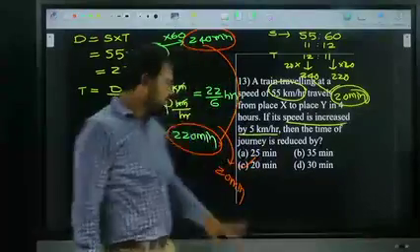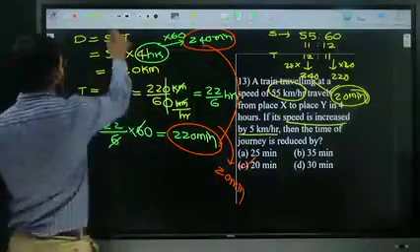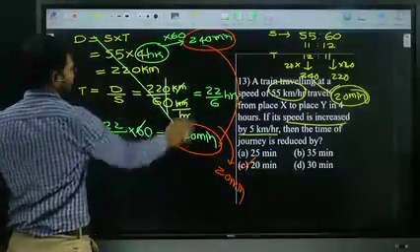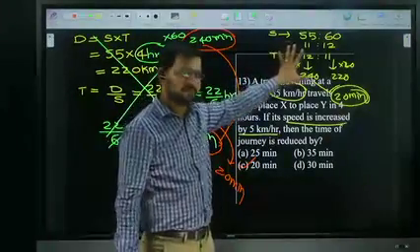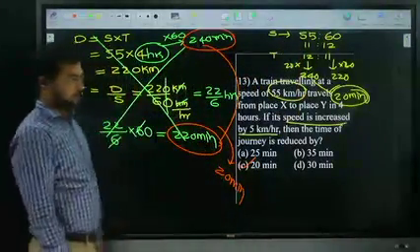Very good. So don't go for this type of bookish answer. All of you clear? Just try to solve like this. Just copy it, make a note.